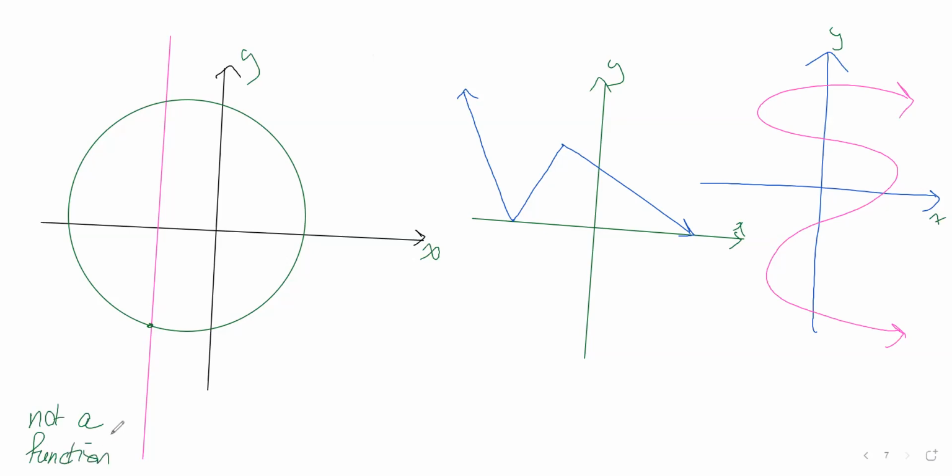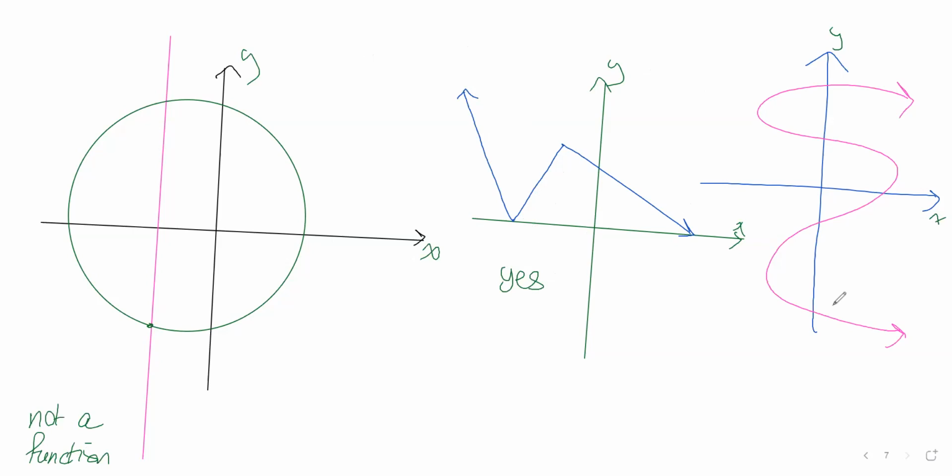How about the second one? Is it a function? Yes, because if you take any vertical line and move it along, it always intersects the graph at most at one point. So the answer is yes, it is a function.